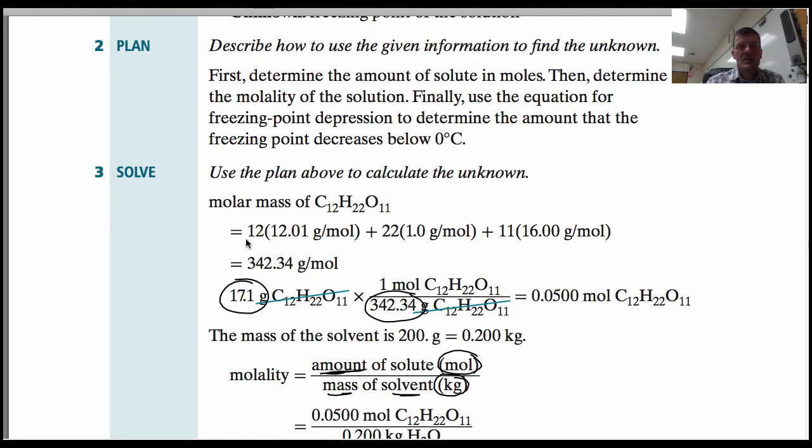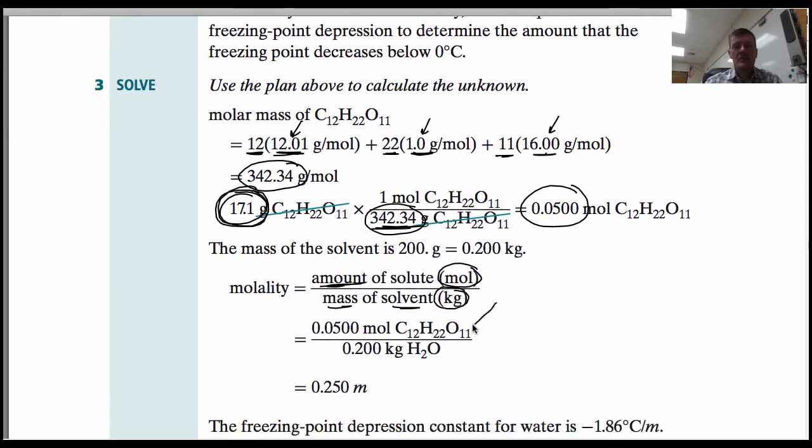Well, sugar has 12 carbon atoms, 22 hydrogen. I'm getting these numbers straight from the periodic table. 11 oxygen, from the periodic table, 16. All adds up to 342. So you take 17.1 divided by 342. 342 is the mass of 1 mole of sucrose. We don't have 342, we only have 17. So 17 divided by 342 is 0.05 moles of sugar. That is going to go in your numerator right here.